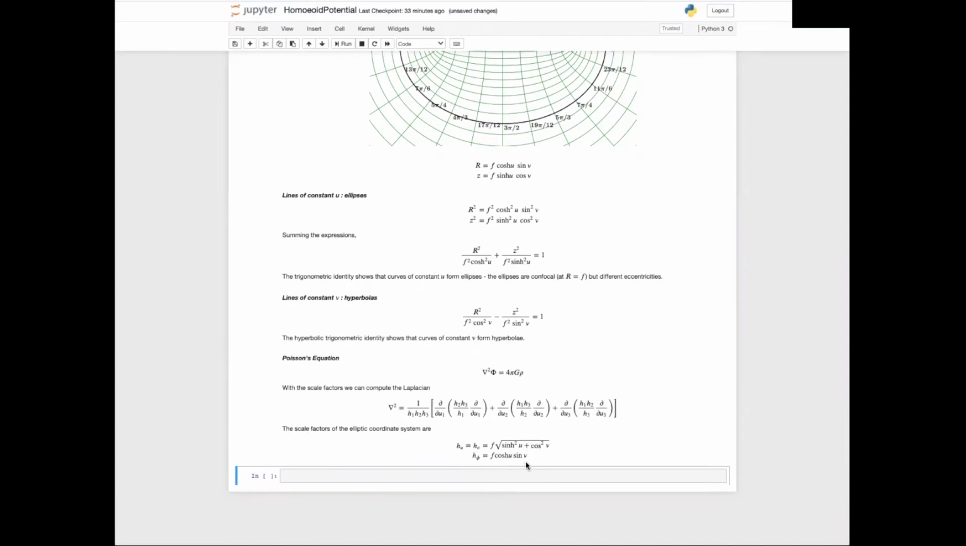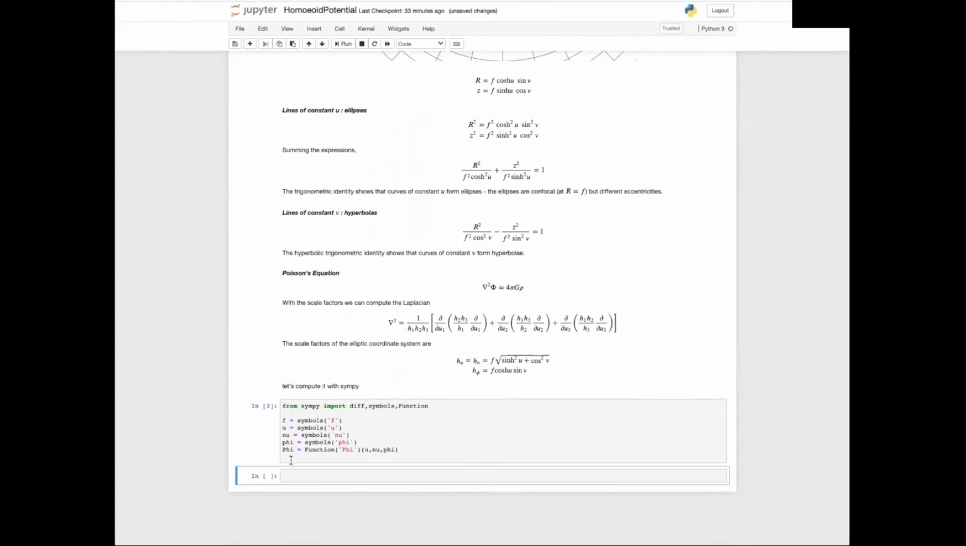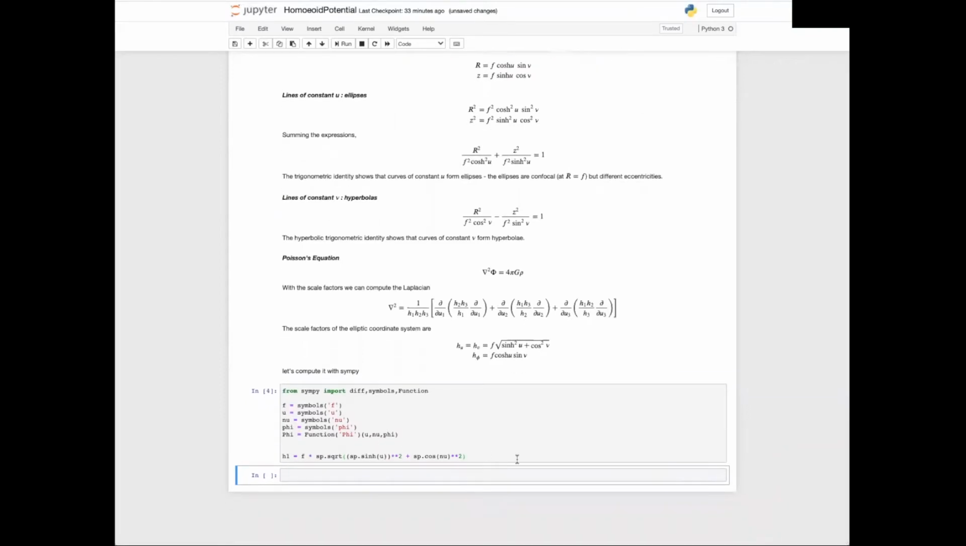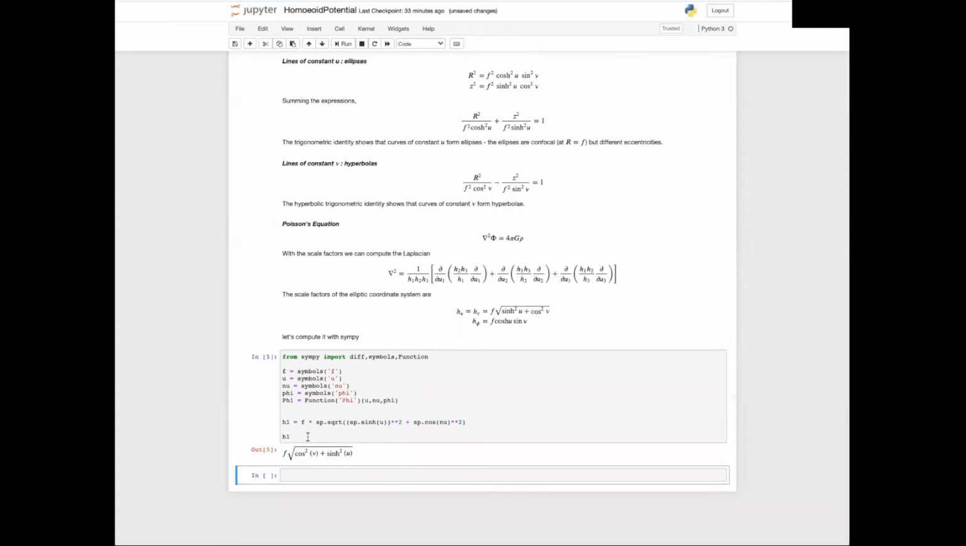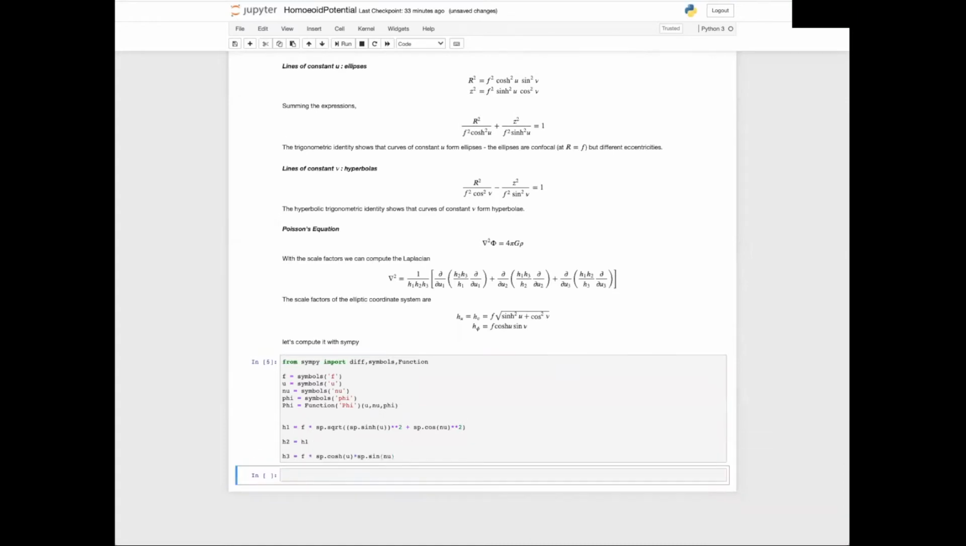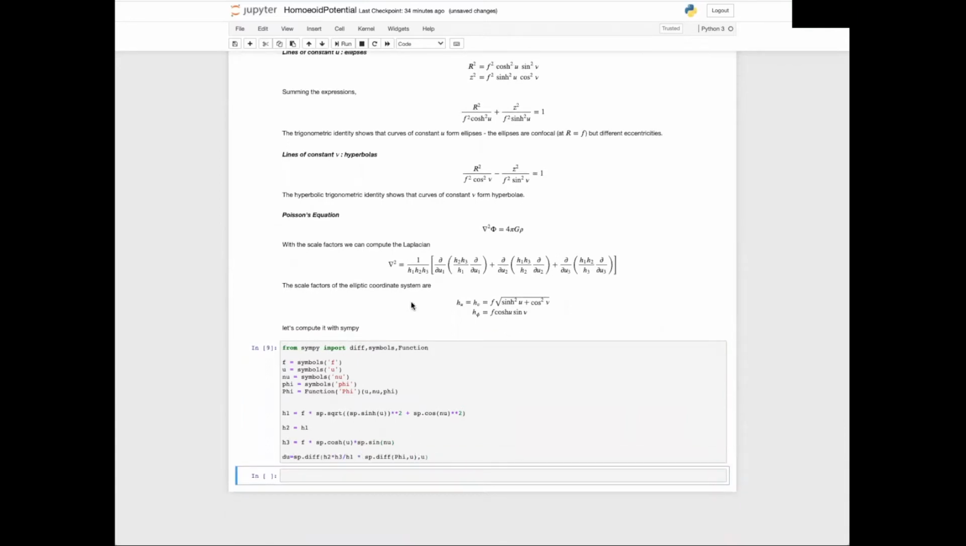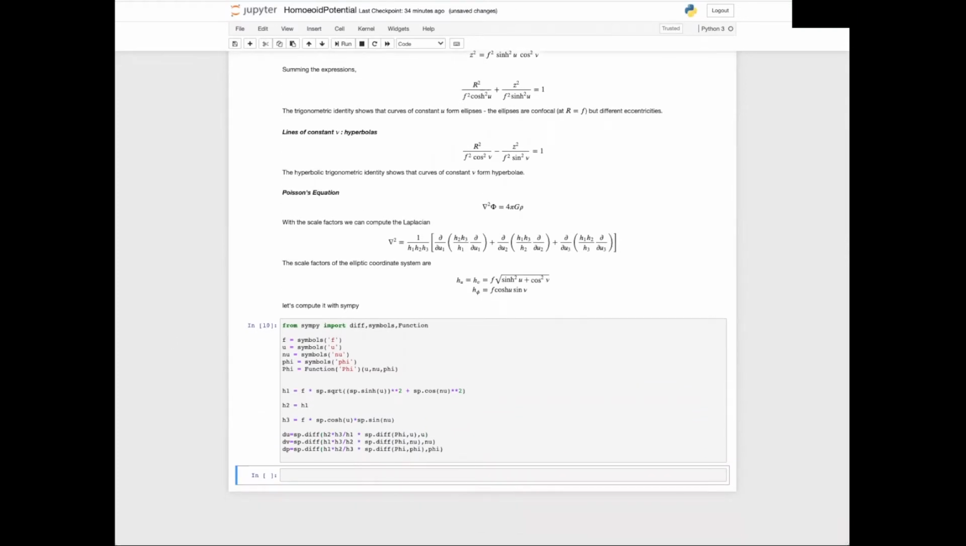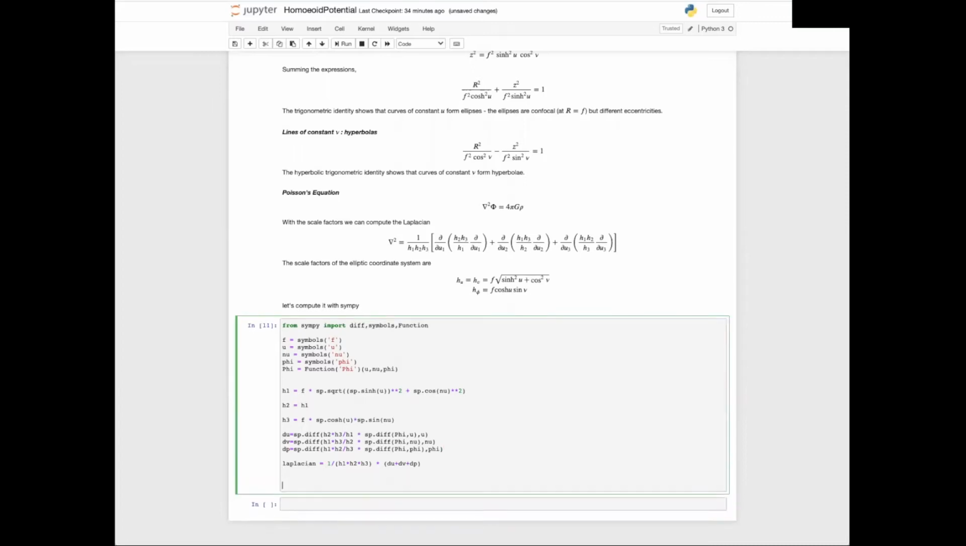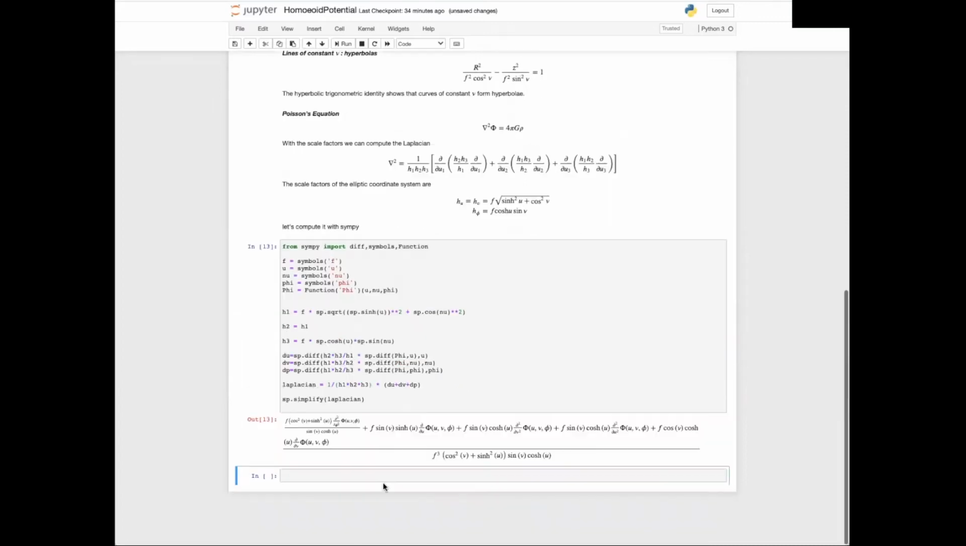Let's use SymPy. Let's load the symbols and the function phi for the potential. Let's write the scale factors. That's the first scale factor, H1. H2 is equal to H1. And H3 is given by this other expression. We define now du, which is the first term, dv and dphi, the second and the third term, and the Laplacian. Let's see the expression.